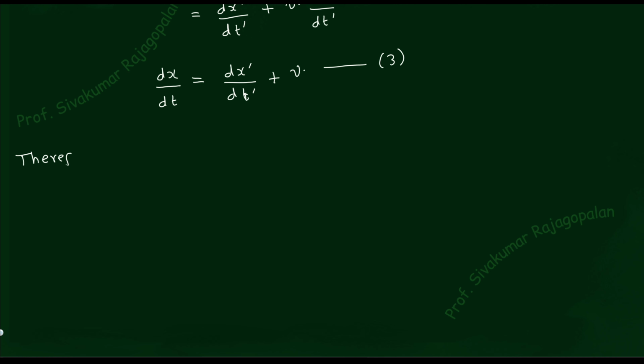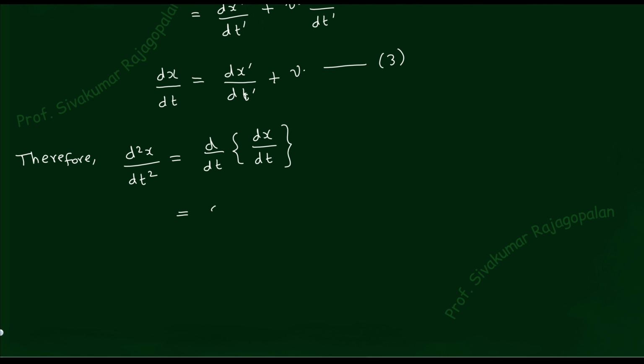Now let us go to the second derivative. Therefore, the second derivative is equal to d by dt of dx by dt. So this is the simplest way you write it down. Then afterwards you can apply the chain rule.